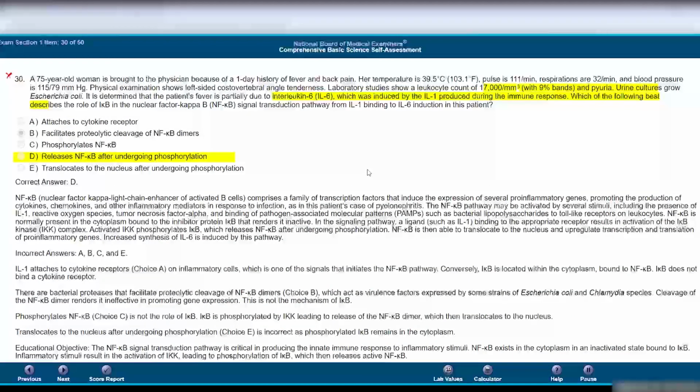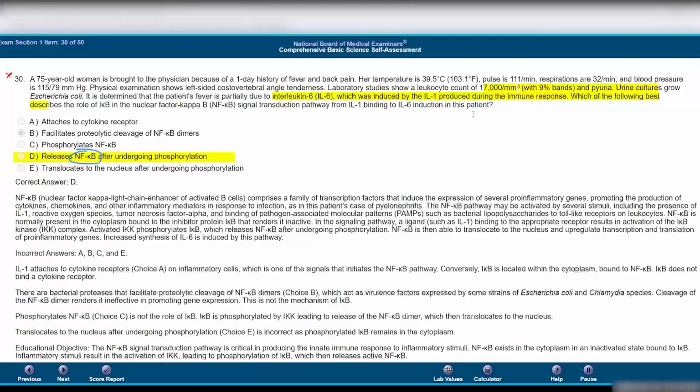I think this is very similar to one before, if I'm not mistaken. Yeah, you just have to know that pathway. Whenever the I kappa beta is phosphorylated, if you look at the pictures of it, it holds onto NF kappa beta. And so when it undergoes phosphorylation, it releases this molecule, which then goes in and does what it needs to do.